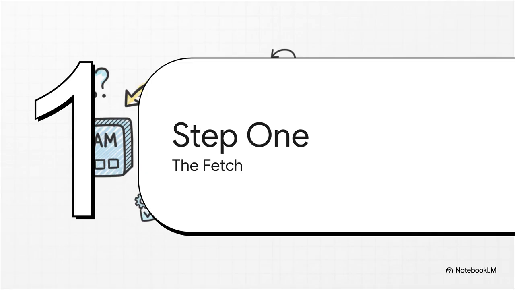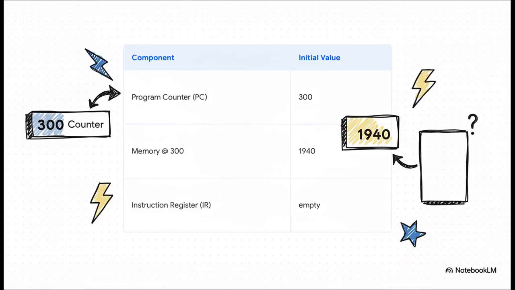Step one is always the same. We have to fetch the next instruction. So here's where we're starting. Take a look. The program counter is pointing to memory address 300. And right there, in that memory spot, is our very first instruction, the value 1940. Meanwhile, the instruction register is just sitting there, totally empty, waiting for its task.